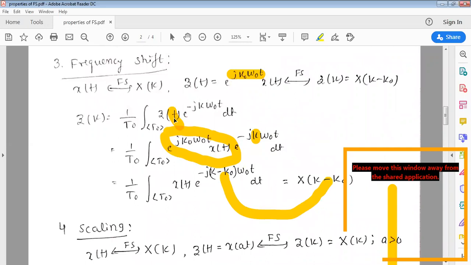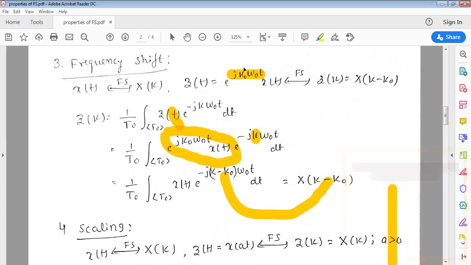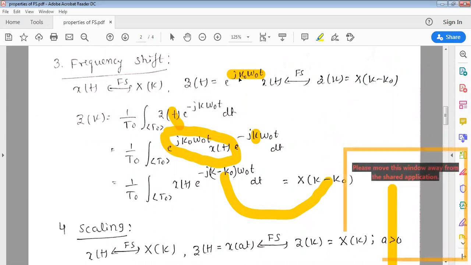When I have taken z of t, what is your z of t? It is e power jk naught omega naught t, which I have written into x of t. These two terms are from z of t, but this term will become extra: e power minus jk omega naught t. One clue here, this is k naught and this is k. Both of them should not be the same. You take k1 or k2, but don't take k. If you take k, what happens? E power jk omega naught t will cancel with e power minus jk omega naught t, and ultimately you are going to have only x of t dt. You are integrating x of t over one cycle.